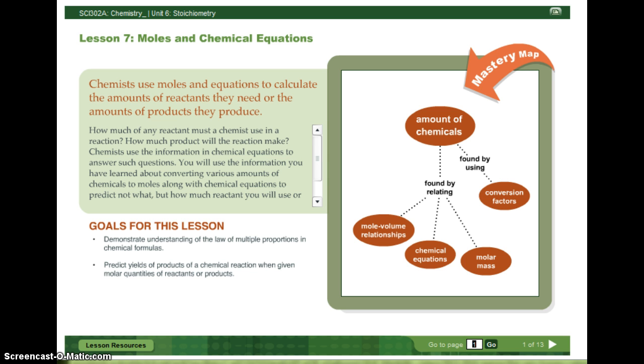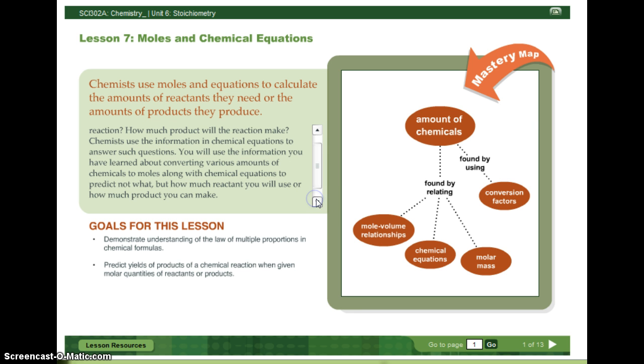You will use the information you have learned about converting various amounts of chemicals to moles, along with chemical equations to predict not what, but how much reactant you will use or how much product you make. So amount of chemicals found by using conversion factors or conversion fractions. Amount of chemicals found by relating mole volume relationships, chemical equations, and molar mass. Again, molar mass, the mass of 1 mole of the substance.